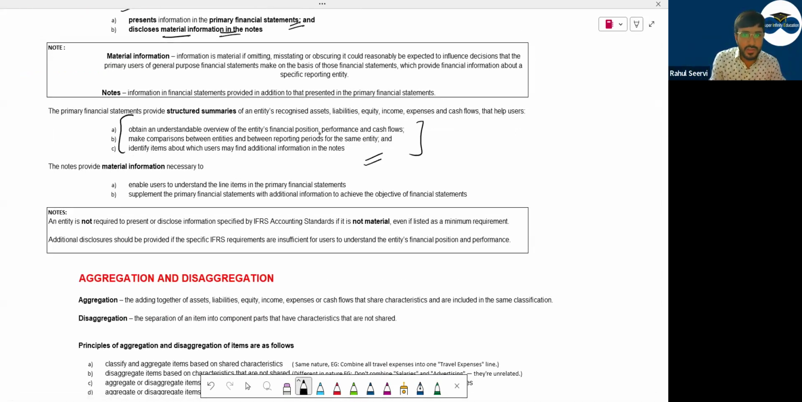Please do read this one. Have we covered this or not? These three points. Why do we prepare financial statements? Clear with these three points? Why do we prepare, or what is the objective of financial statements? Again, the same points which we have repeated a lot of times in yesterday's session and today also.